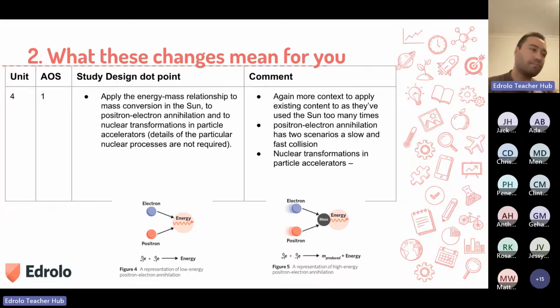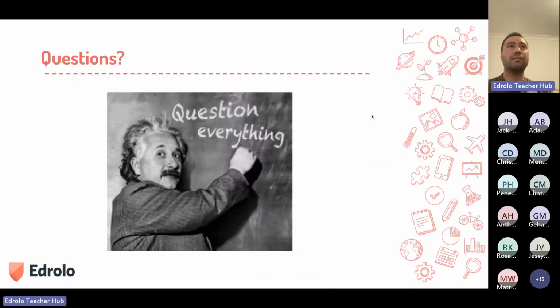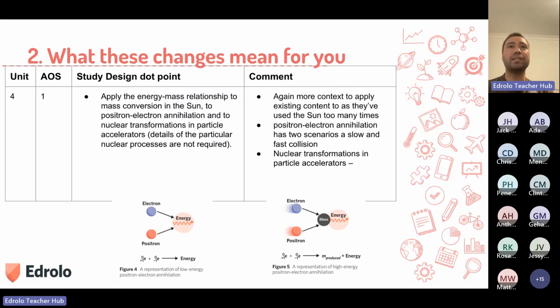So again, there's no new real theory here. We've just got two extra ways that you can apply mass energy. And this would probably be because they've used mass energy in the sun too many times. It's just another couple of ways that they can apply mass energy in questions. So there's no real new theory, just new applications of the same theory. And they would be the biggest changes, especially with these last three in relativity, which get a bit confusing.